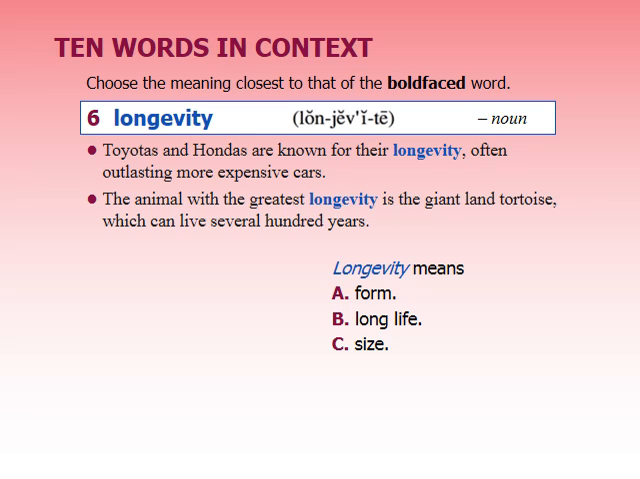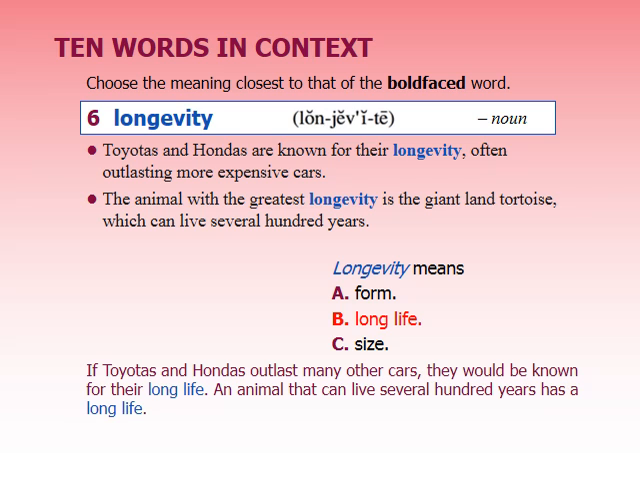Next one here is longevity, and this one is a noun. Toyotas and Hondas are known for their longevity, often outlasting more expensive cars. The animal with the greatest longevity is the giant land tortoise, which can live several hundred years. Longevity means long life. Now, if you look at it, it has the word long in it. But longevity is talking about how long something can live. And specifically, when you say that something has longevity, it means that it continues. It's long lasting. It doesn't have a short life. It's not temporary. It's not transient. It's something that is long lasting. On 115, it's number 10, length of life, lifespan.